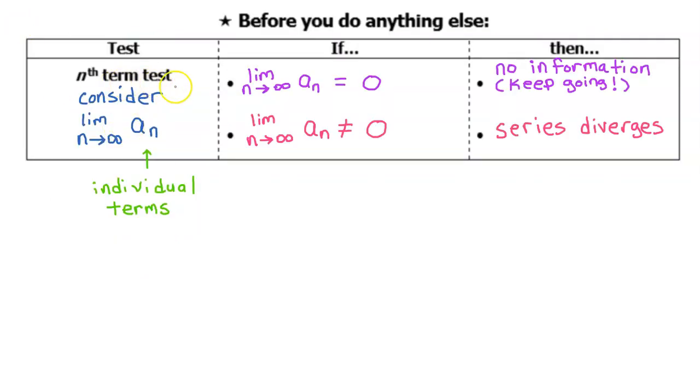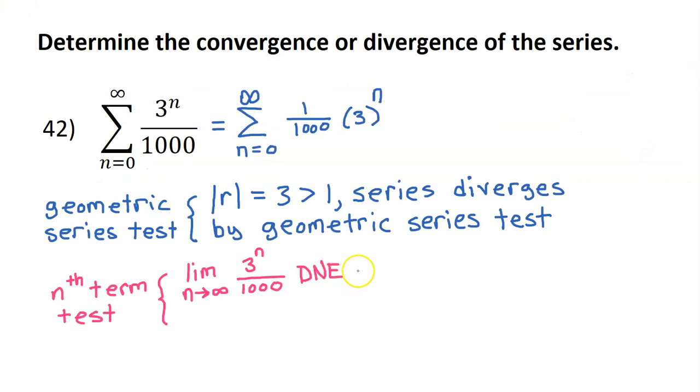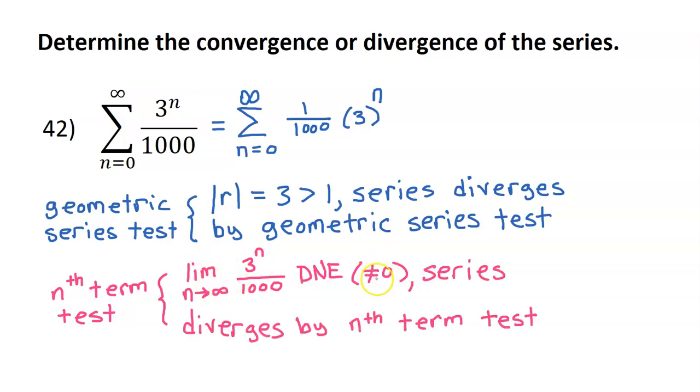Remember, for the nth term test, what matters is whether the limit is equal to 0 or not equal to 0. If the limit does not equal 0, then the series diverges. So we have to specifically mention that the limit does not equal 0. When you have does not exist, put it in parentheses. Since the limit does not equal 0, the series diverges by the nth term test. Make sure you mention the nth term test as part of your justification.